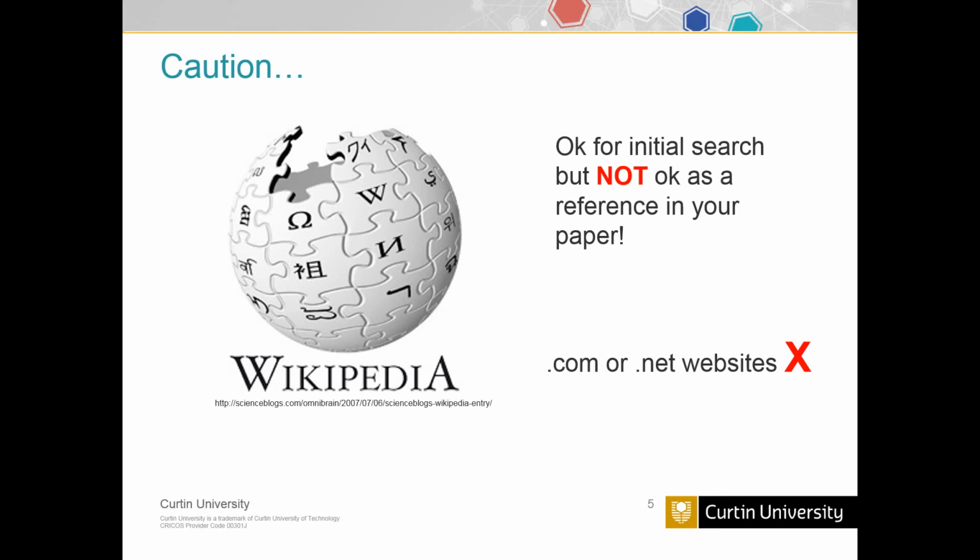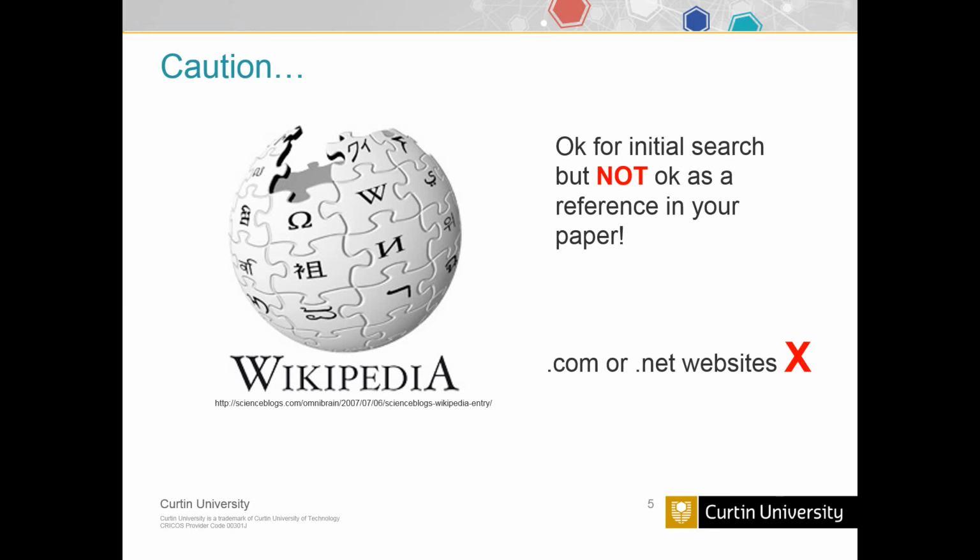Although Wikipedia is a good source when we are trying to find quick information, or when we do an initial search, it is not appropriate to use it as an academic reference. This is because anyone can contribute information on Wikipedia. They do not have to be experts in the area to post material. Therefore, information on Wikipedia is not reliable.